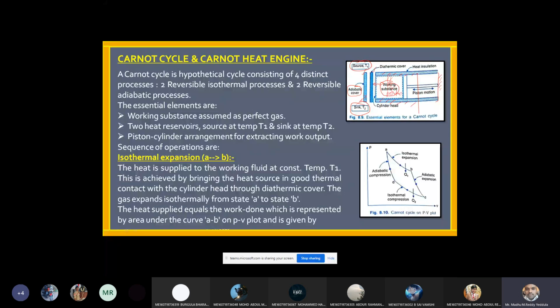So how to achieve this? We need to bring the source in contact with the diathermic wall, and this diathermic wall should be in contact with the cylinder head. Now whenever heat is applied to the system, what will happen? If you heat the gas, expansion of the gas will take place, meaning the volume, pressure and temperature of the gas will increase. This will push the piston away from the cylinder head. Expansion of the gas is nothing but work done by the gas. If you supply the heat, it is the work done by the gas.